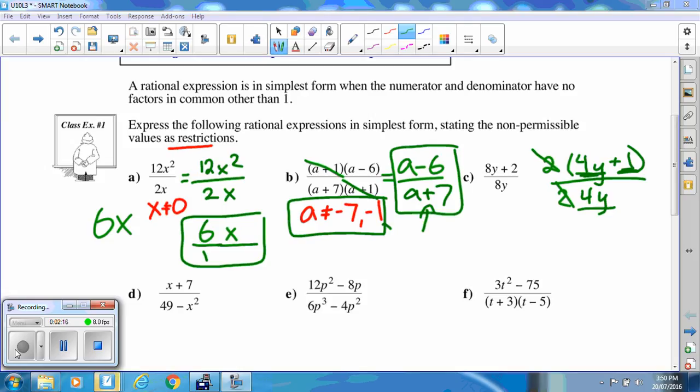I can't cancel it. What people are always tempted to do is go 8y over 8y. Boo boo! It would be great, except that it's not mathematically true. So don't do it. Don't be that guy or girl.